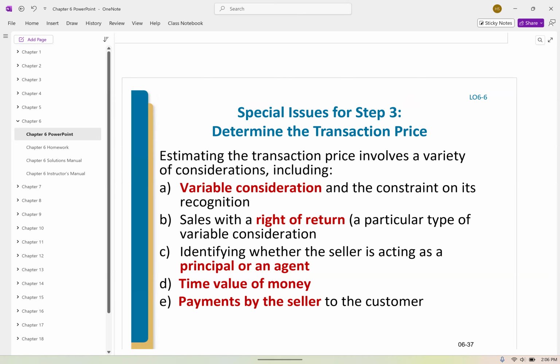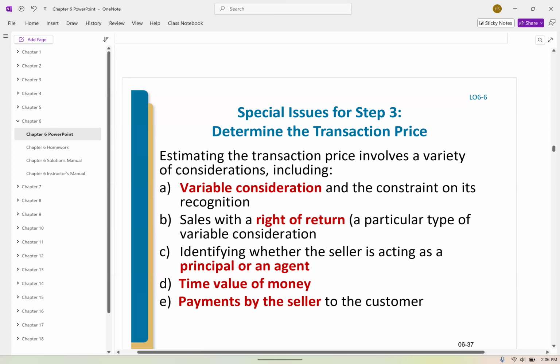Okay, so we could have variable consideration. There could be some constraints on the recognition. Is there any sales with a right to return? So you find that a lot, like college textbook stores where they have the right to return so many of those textbooks. Maybe trying to identify if it's a principal or agent that you are dealing with.